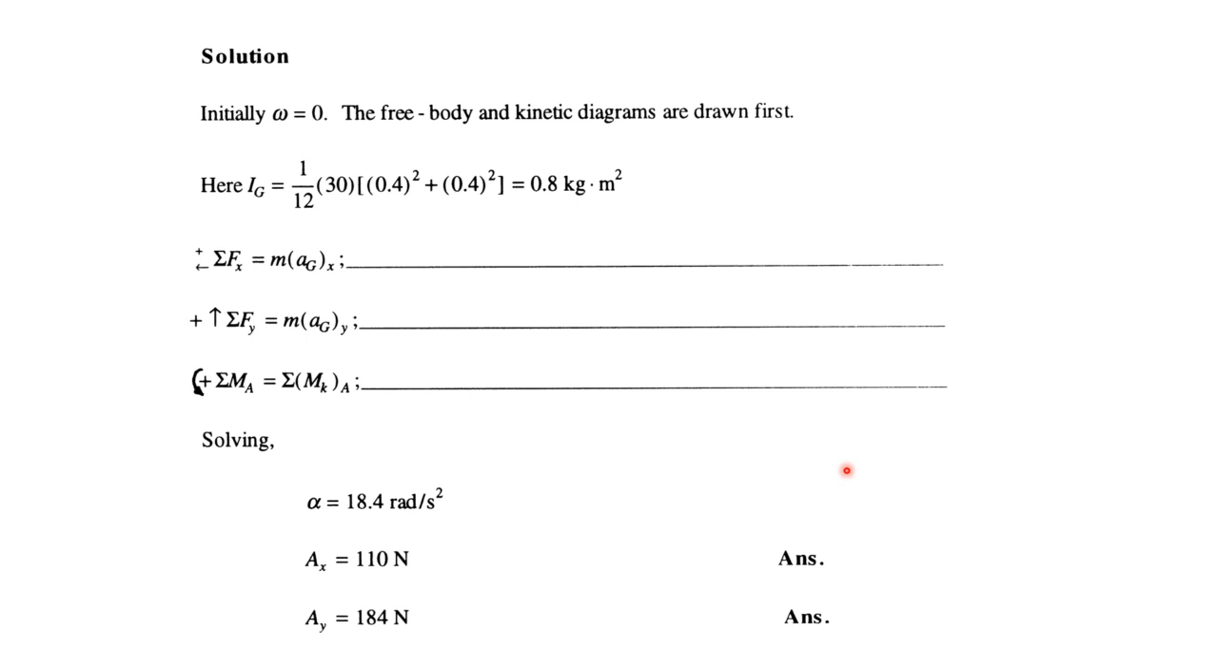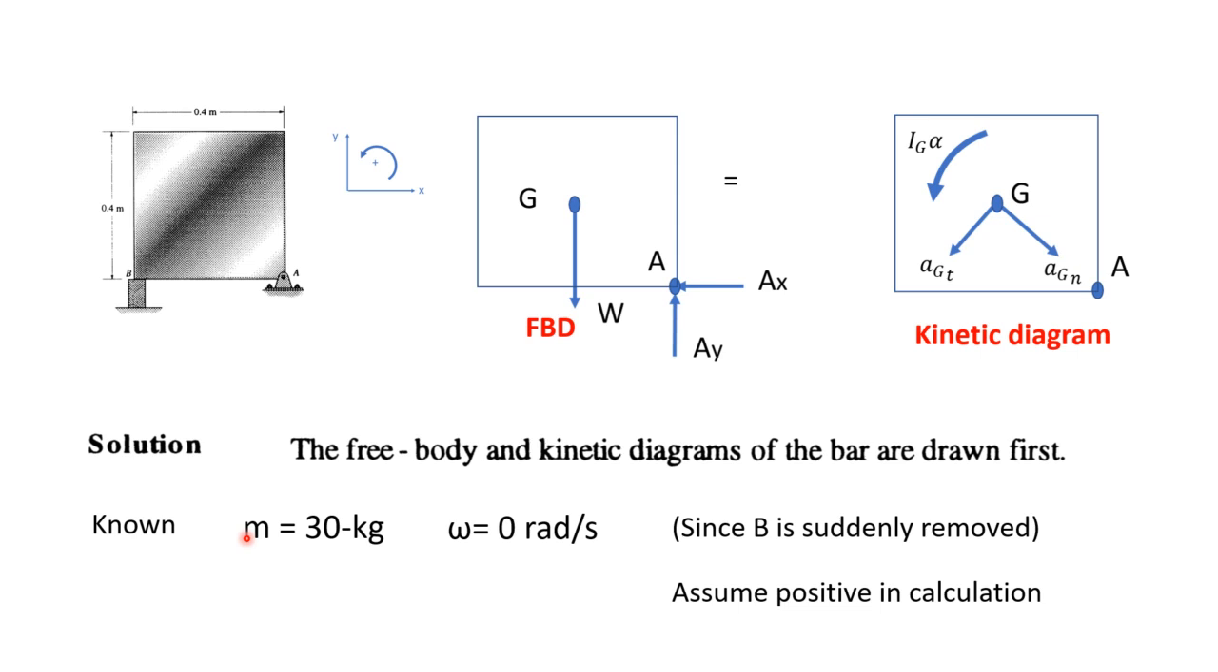Initially, omega is equal to 0 because it starts from the static location. So we can calculate IG, the mass moment of inertia, which depends on the shape. It's not going to be rho, so the height and the width need to be considered. Then we can calculate the sum of the forces in the x-axis, the y-axis, and the moments around point A, and solve to find the values for alpha, AX, and AY. So let's see how we're going to do that.